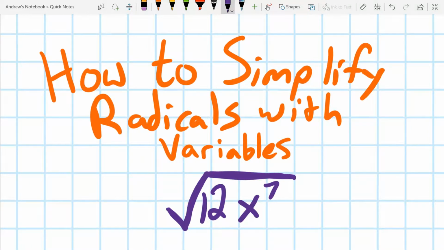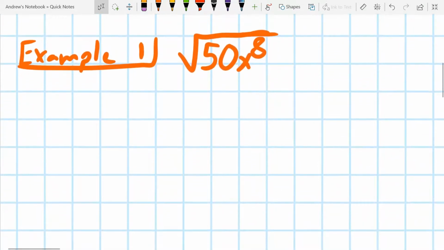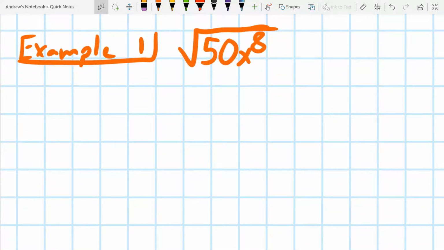Today we're going to learn how to simplify radicals with variables. So we're going to look at a few examples here. First example, we have a square root of 50, and then there's also an x to the 8th.